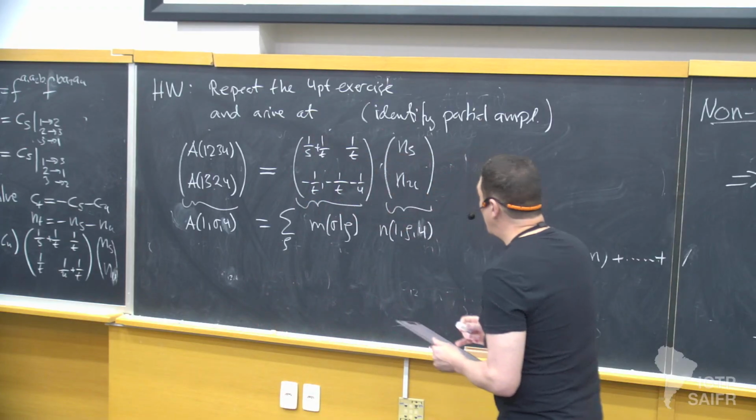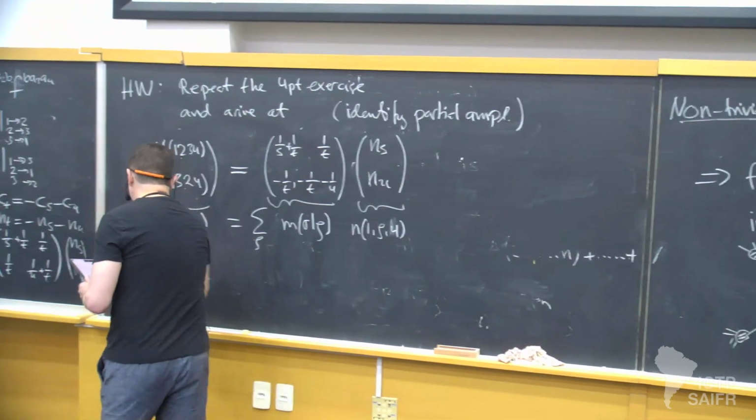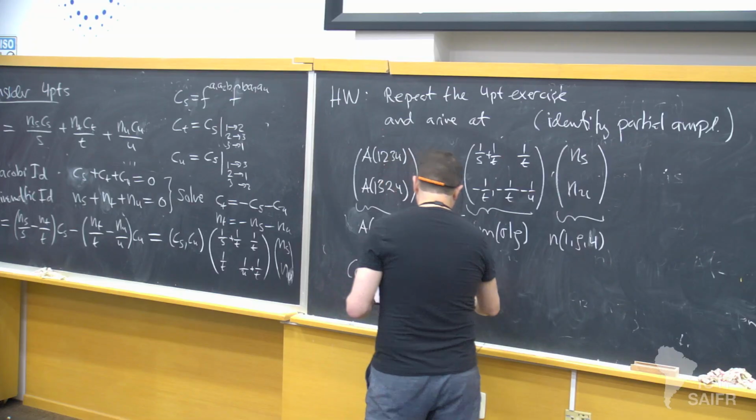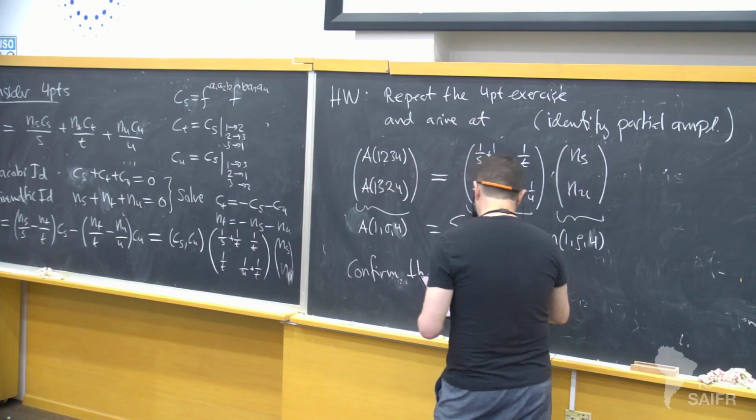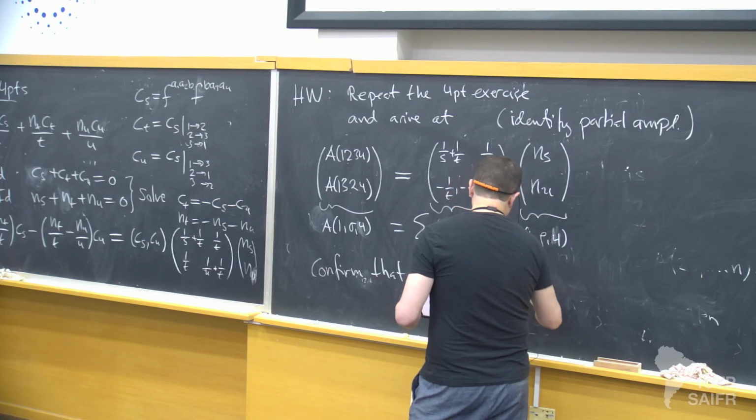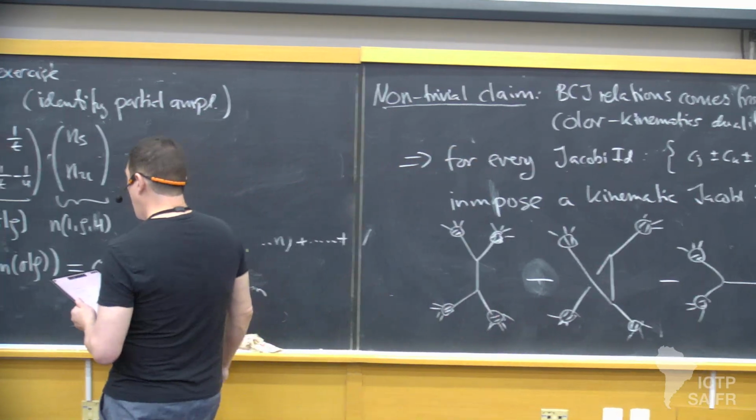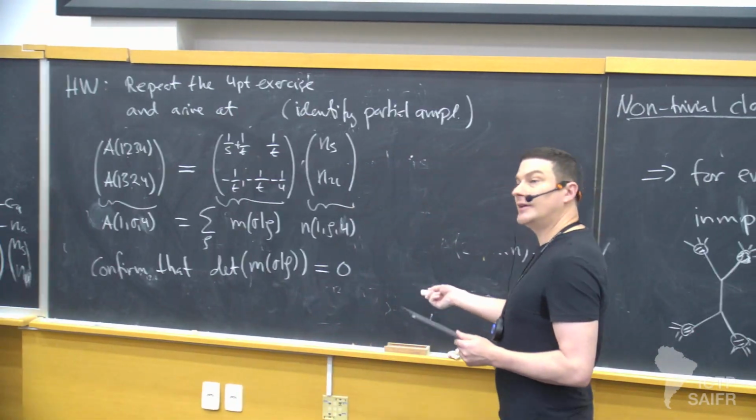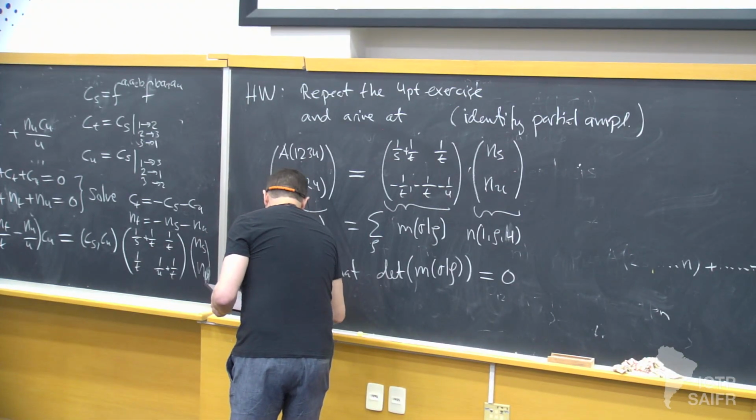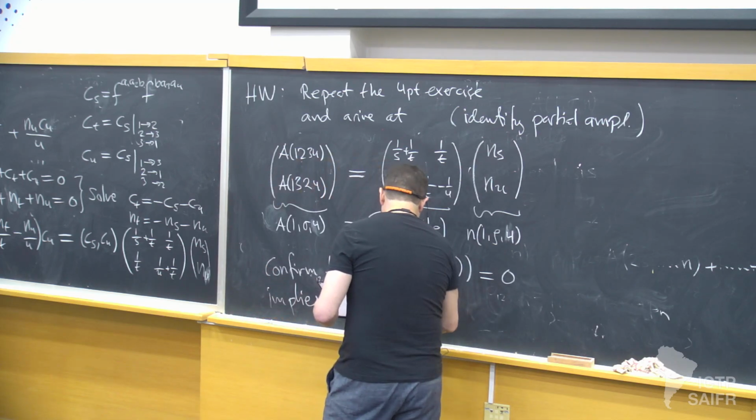Okay, so the first part of the homework, arrive at that equation, then confirm that the determinant of this matrix is actually 0. So the determinant of M(sigma, rho) is actually equal to 0. And given that it's 0, it implies that there's a relation of this type.